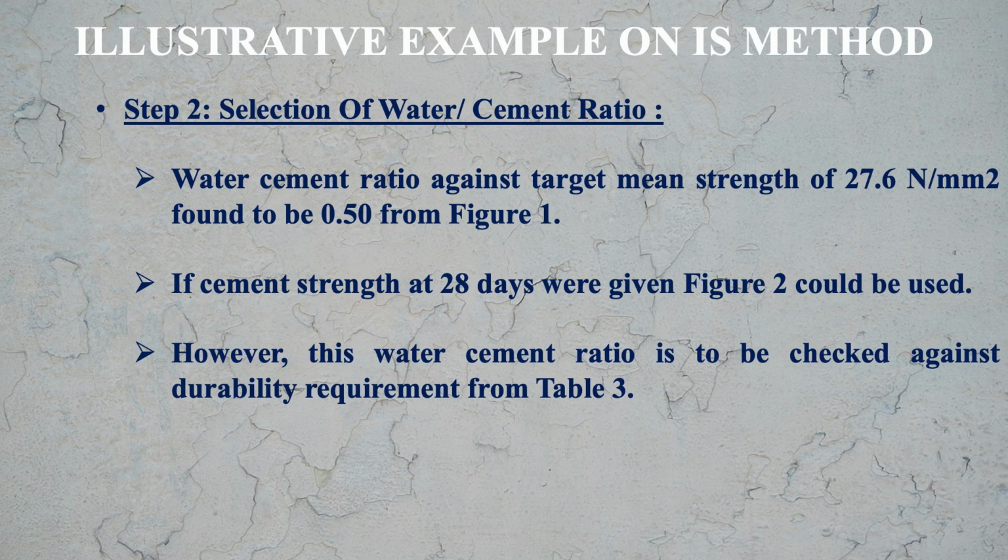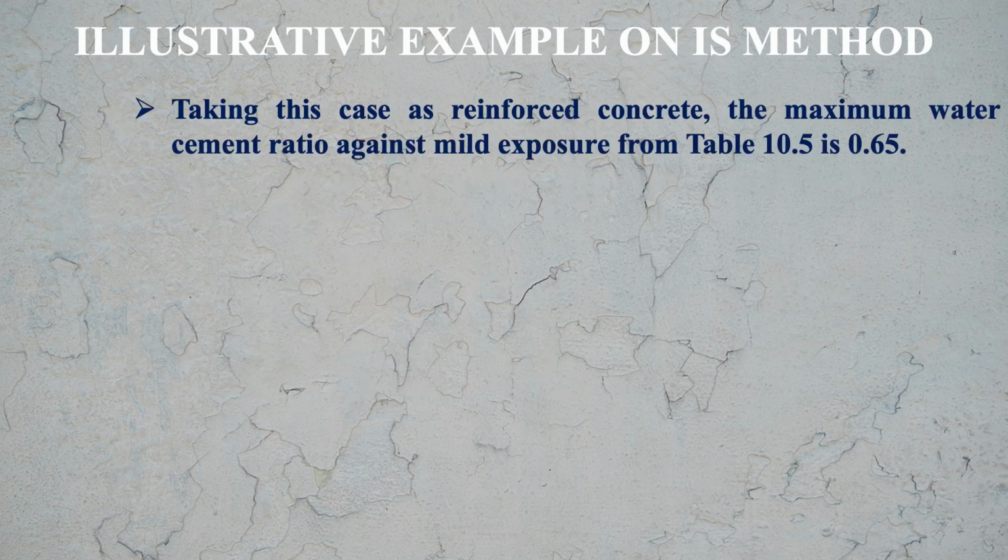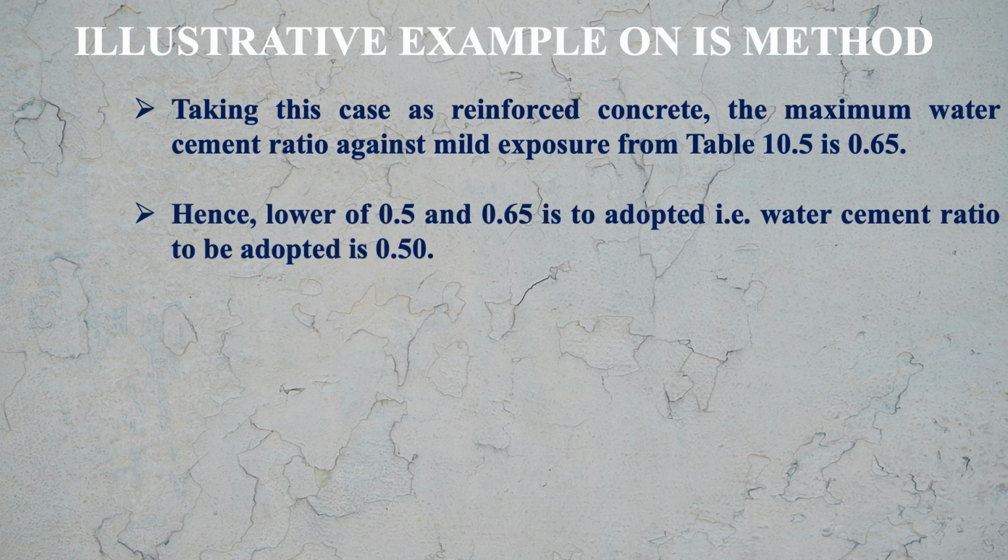However, this water cement ratio is to be checked against the durability requirement from table 3, as we discussed in our previous lecture. Here again you can see table 3. Taking this case as reinforced concrete, the maximum water cement ratio against mild exposure as given in table 3 you can take as 0.65. Hence, the lower of the values 0.5 and 0.65 is to be adopted, and the lower value is 0.5. So we will take the water cement ratio as 0.5.